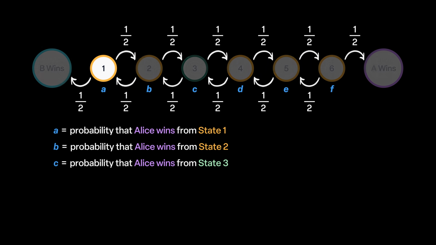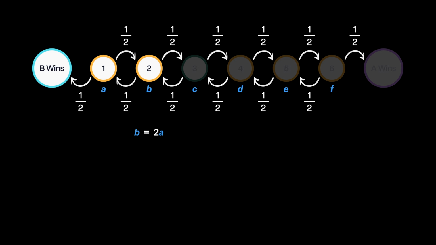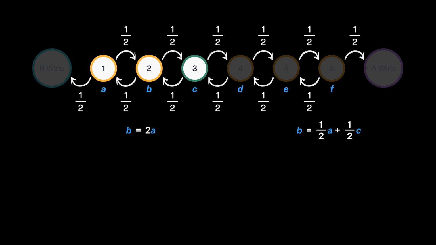For example, look at state 1. From there we can go to Bob wins or state 2. So we get this equation. Let's solve for B. We find that B is twice A. Now let's look at state 2. From there we can go to states 1 or 3. So we get this equation. Let's solve for C. We get this equation. Plug in our previous equation for B. We find that C is 3 times A.